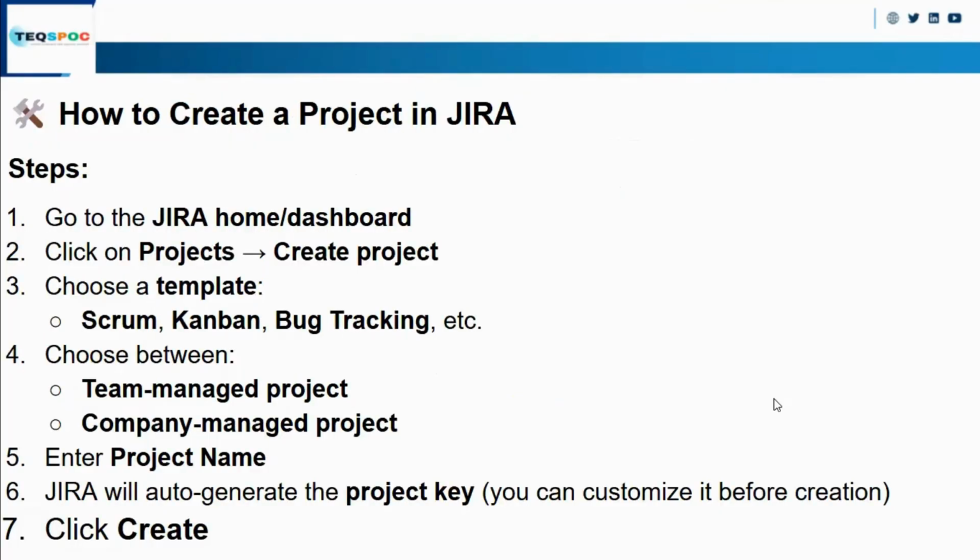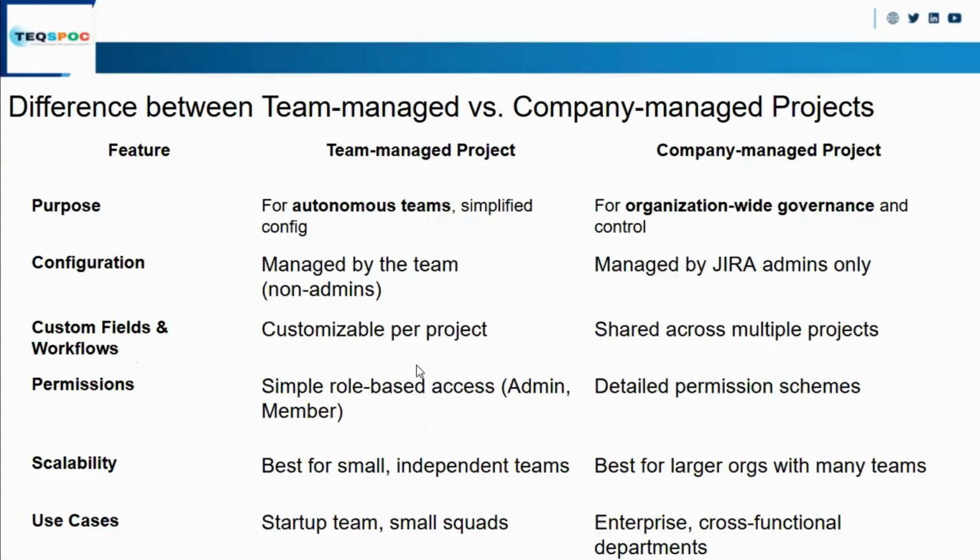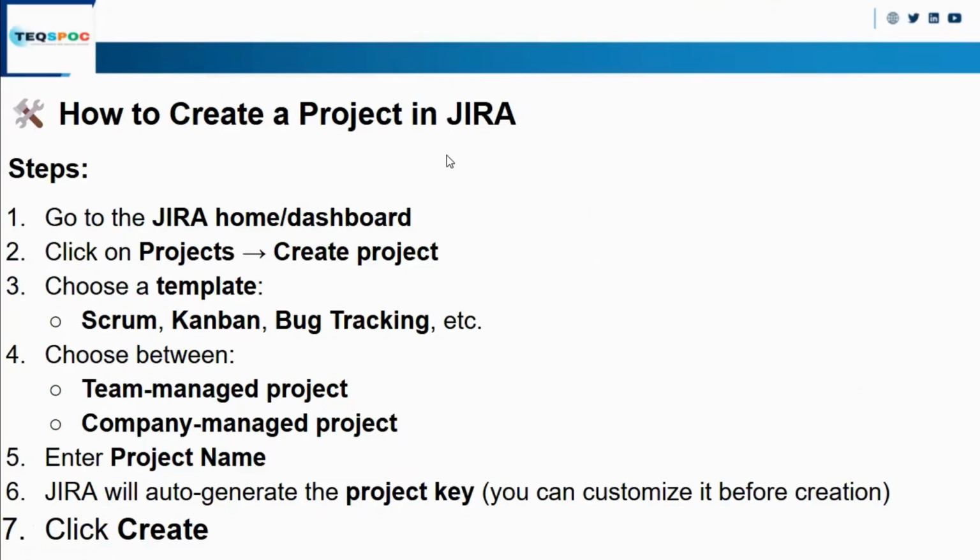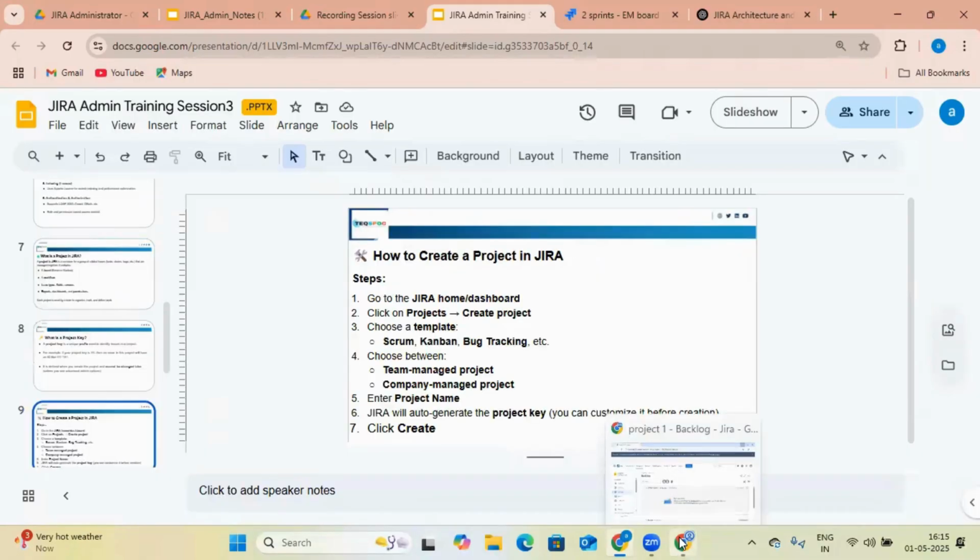So how to create a project? First log into your Jira account, go to the project, create the project, and choose the template, Scrum or Kanban. Then you have to choose what type of project you will use, a team managed project or a company managed project. Team managed project is basically used for a small scale application. Here the team members are admin. Company managed project is for large scale applications, large enterprises, and large teams. Here the Jira admin is the only admin person. Then you give the project name, the project key will be generated, and click create, and the project will be created. So let me show you how to create a project in your Jira account.